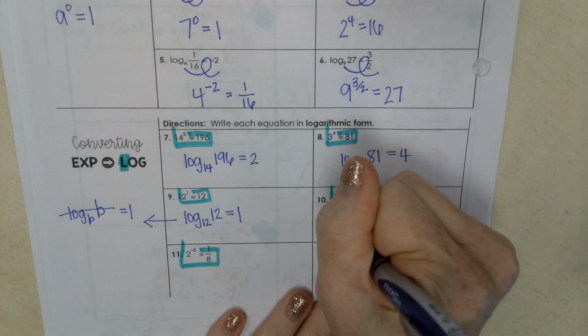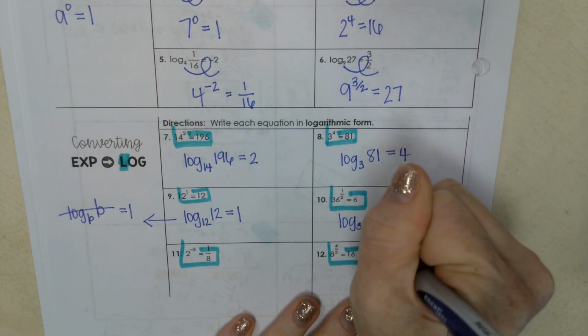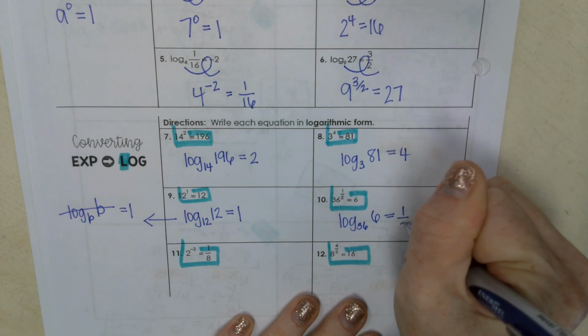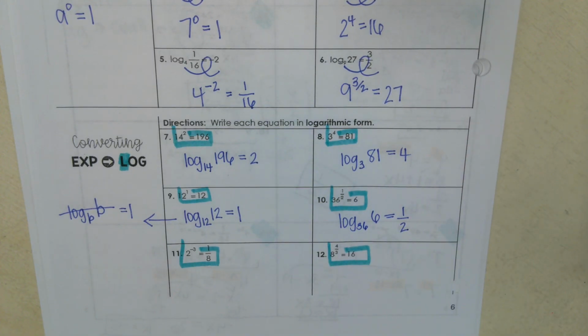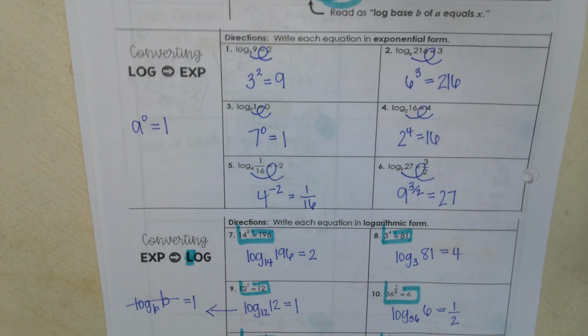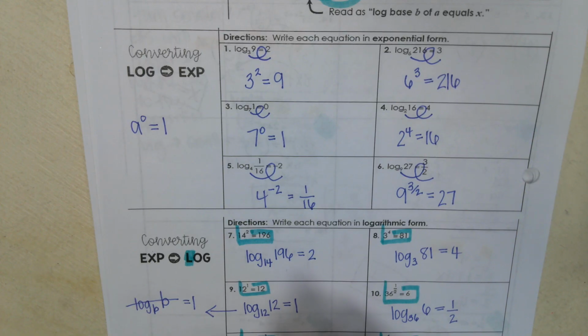Okay, so this one, let's keep moving on. Log base 36 of 6 is 1/2. All right, you do the next two. Let's see if y'all get the same thing that I get. I'm going to pull my paper away. You can work through it with your seat partner if you want to check before I put mine up here.